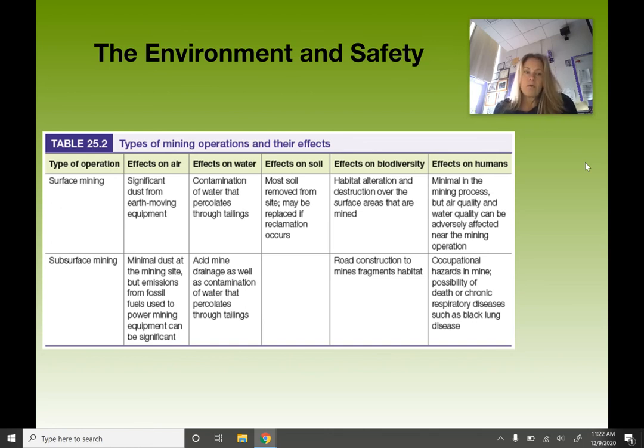It could be affecting rivers and water quality. And then for subsurface mining, there's minimal dust. So atmospheric wise, it's not too devastating, but there is a lot of acid mine drainage. That's the big issue with Iron Mountain. Effects on the soil, not so much, because it's subsurface. Biodiversity, same thing. It's not too bad. Maybe the roads and things that are going to it. And then, of course, for humans, subsurface mining is pretty dangerous, and so we do see mining problems with that.